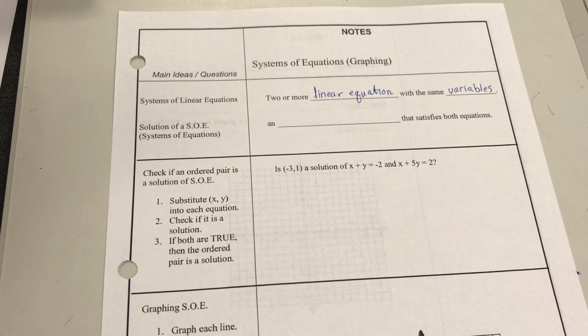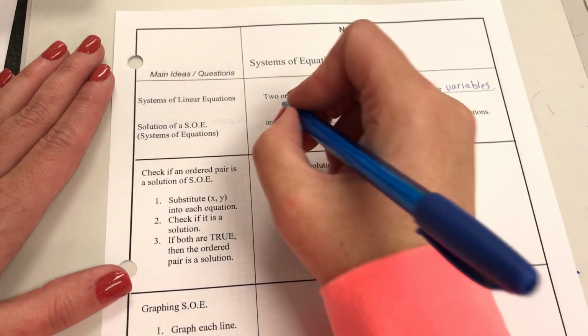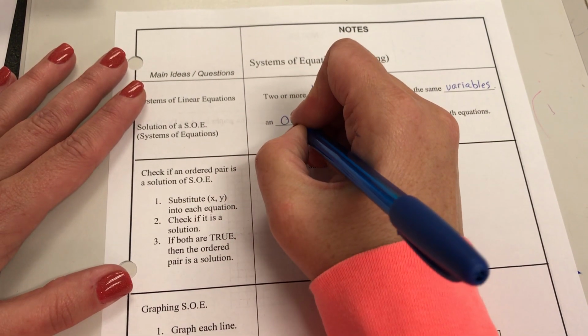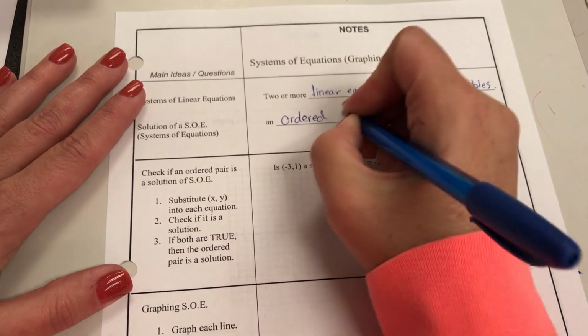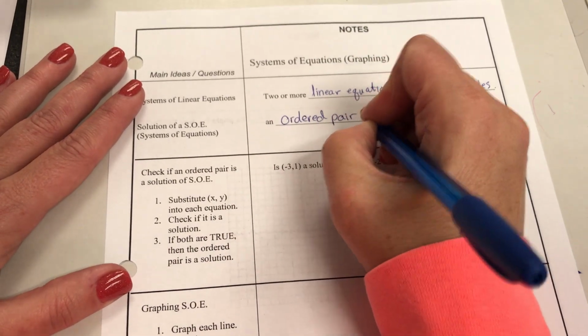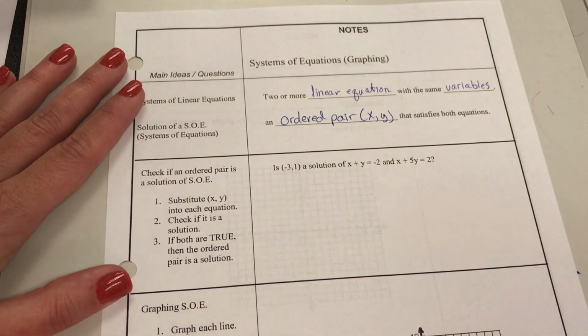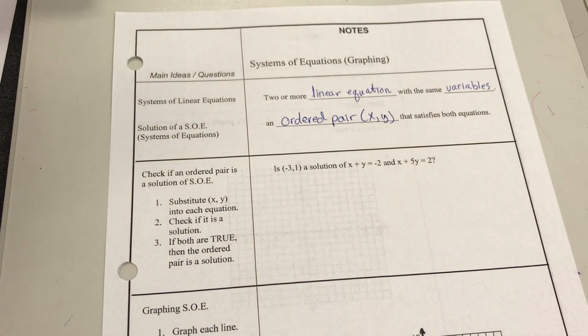Now, solutions of an SOE, or system of equations, is an ordered pair (x, y) that satisfies both equations, okay? So the solution is going to be one ordered pair that fits into both equations. And I'm going to show you that here in a minute.